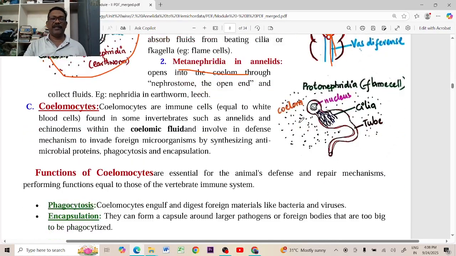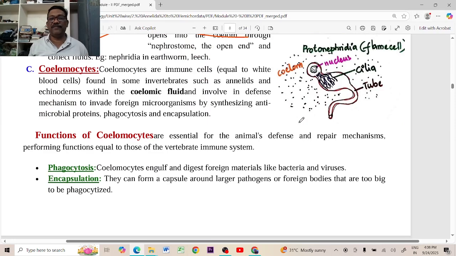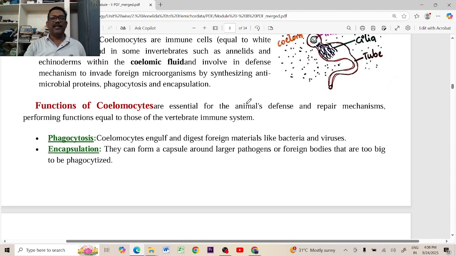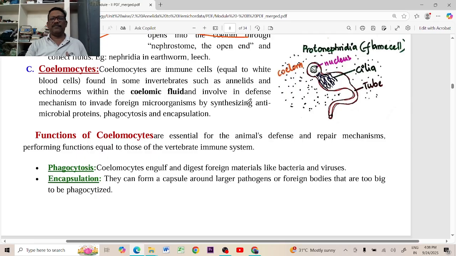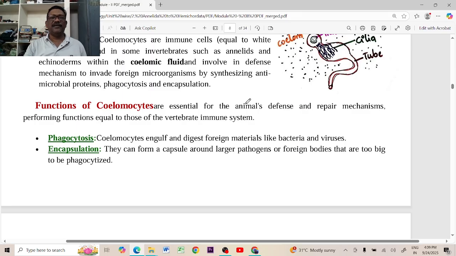And another important discussion is the coelomocytes. Those are very, very important in the earthworms. They float in the coelomic fluid. They are present in the coelomic fluid. Simply we can say that those are equal to our WBCs, white blood cells, eosinophils, basophils, dendritic cells like that. These can provide protection to the earthworm body or annelid body, because those are providing immunity to the organisms.